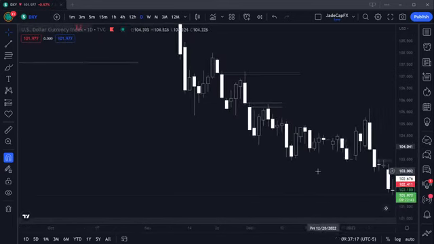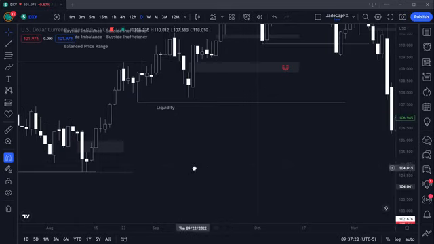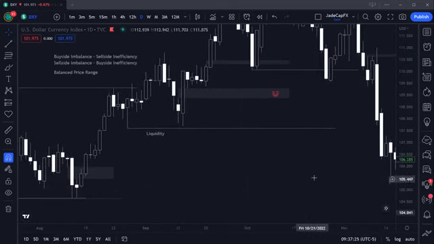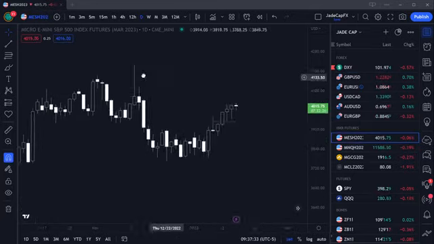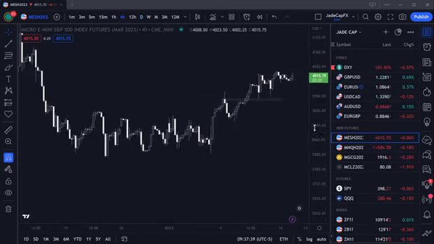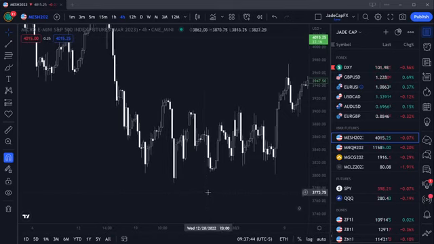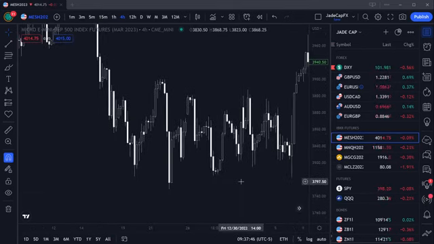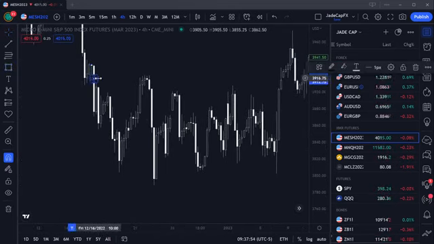Now there's a plethora of examples. This is going to be part of your homework, is to go through and find buy-side imbalances, sell-side inefficiencies, sell-side imbalance, buy-side inefficiencies, and volume imbalances. So I'm going to go over to the Micro E-mini S&P. So we are going to just look for sell-side imbalances and buy-side inefficiencies.